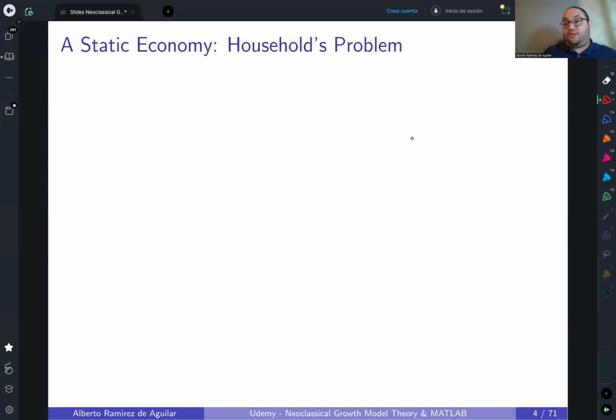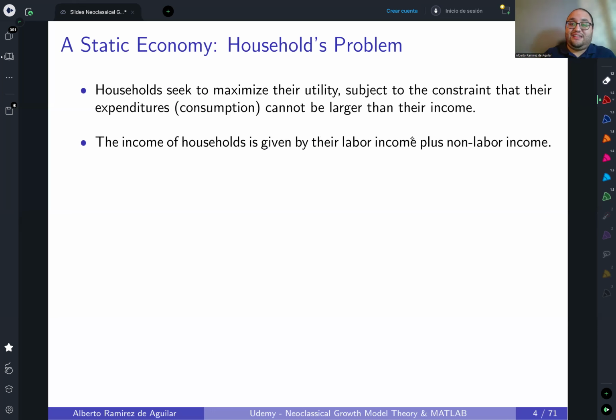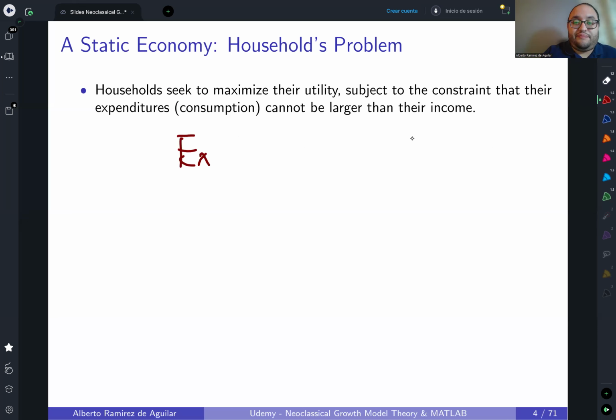So let's delve into the household problem. Households seek to maximize their utility, and this is going to be subject to a constraint. And the main thing that constrains households is that, remember, they like to consume a lot, but their consumption is limited by their income. Okay. Now, so basically, the expenditures of a household, which are in this model given by consumption, cannot be larger than income.